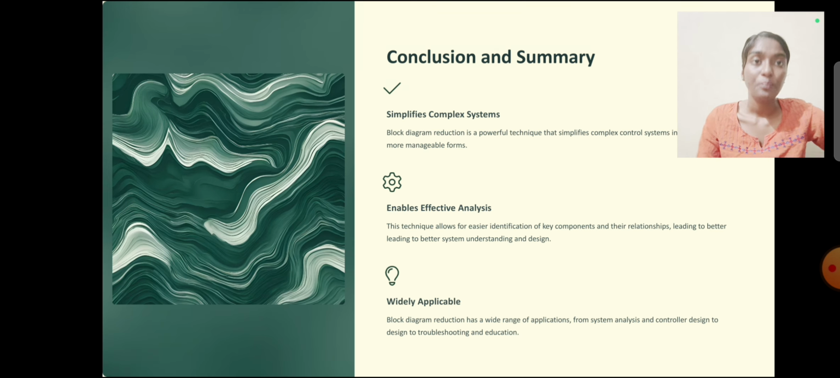Conclusion and summary. Simplifies complex systems. Block diagram reduction is a powerful technique that simplifies complex control systems into more manageable forms and enables effective analysis. The technique allows for easier identification of key components and their relationships, leading to better system understanding and design. Widely applicable: block diagram reduction has a wide range of applications, from system analysis and controller design to troubleshooting and education.